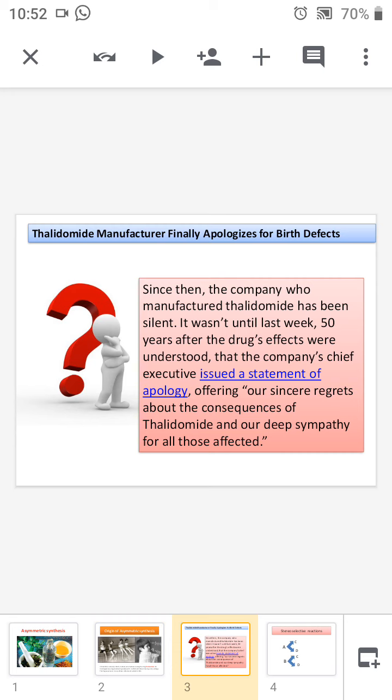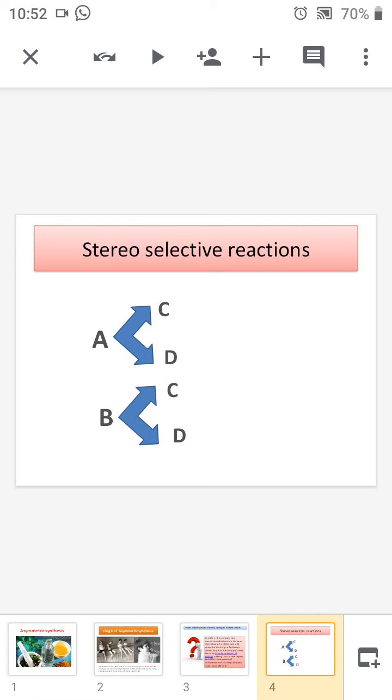So what happened is that in an organic synthesis, we can get two products, and this type of reaction is a stereoselective reaction. Now we are moving into the stereoselective reaction. Consider two stereoisomers A and B. We know that stereoisomers have the same molecular formula, but they differ in three-dimensional arrangement, and because of this difference in three-dimensional space, they show differences in their properties.